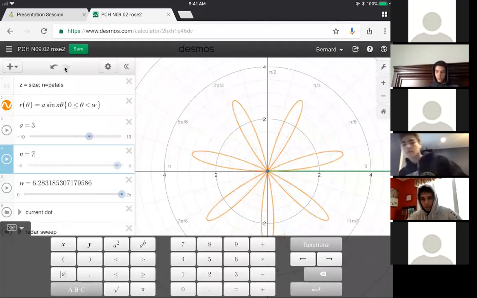So there's a restriction, sort of, which is weird, but if we have sine n theta, even n gives us twice as many petals, but odd n only gives us that many petals.